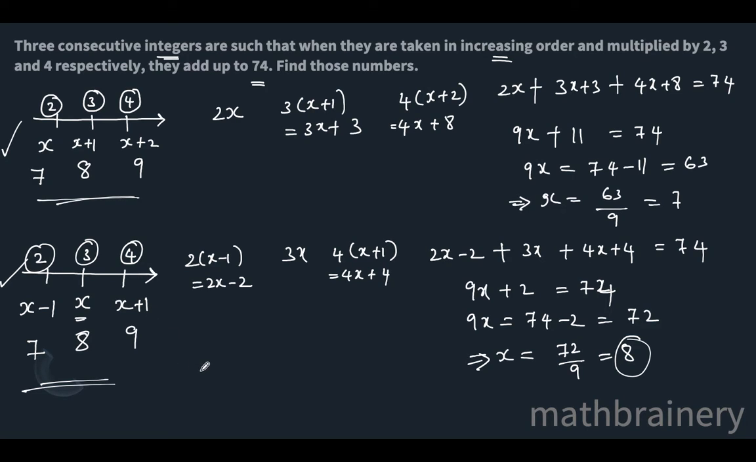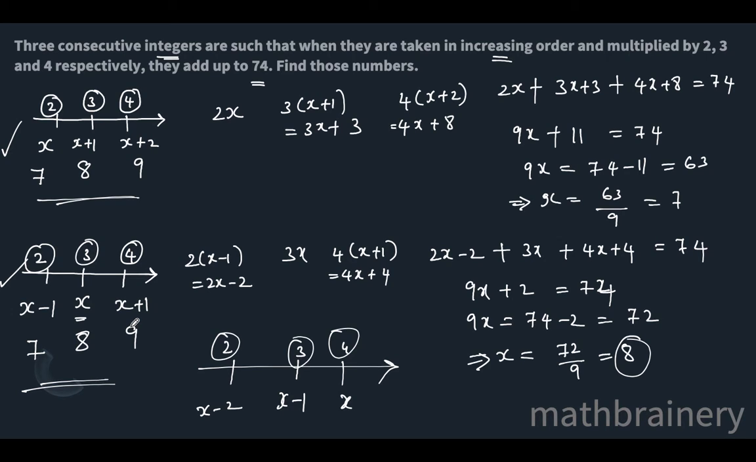I will give you a task. We have three integers, we are going to multiply them with 2, 3 and 4. Choose the third number as x, then what should be the previous number? It should be x minus 1 and its previous number must be x minus 2. So now if you choose the three consecutive integers as x minus 2, x minus 1 and x, multiply them with 2, 3 and 4 respectively and take the sum of it and equate it to 74, you will again get the values of this x minus 2, x minus 1 and x as 7, 8 and 9. You can check it for yourself.